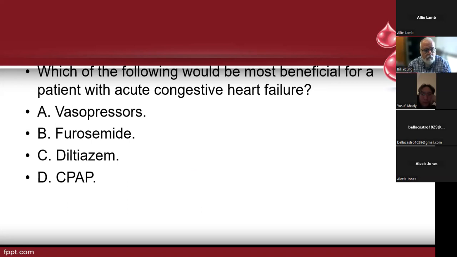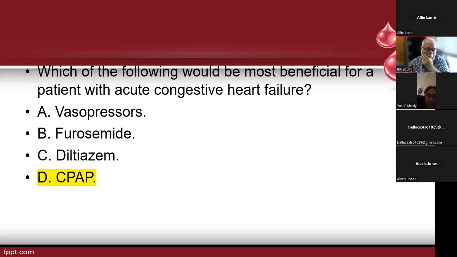Allie, this one's yours. Which of the following would be most beneficial for a patient with acute congestive heart failure? Vasopressors, furosemide, diltiazem, or CPAP? B. D. Did you say B, Bravo? Yeah, I did. I was trying to decide between the two.